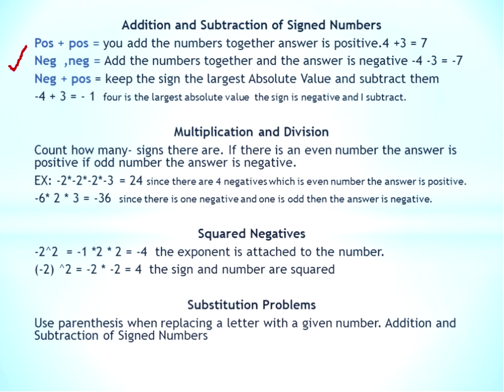Remember, if the signs are the same, we add them together and keep their sign. If the signs are different, we subtract, and keep the sign of the largest absolute value. Those are your two rules for addition and subtraction.